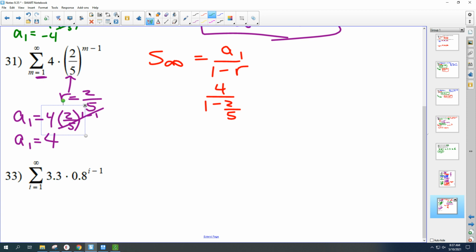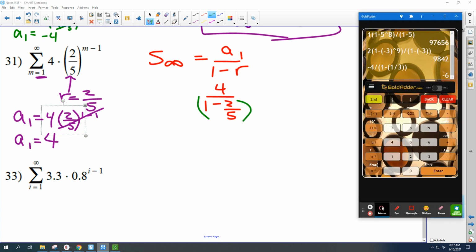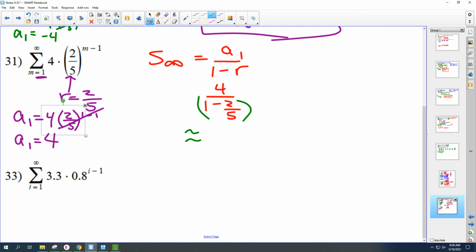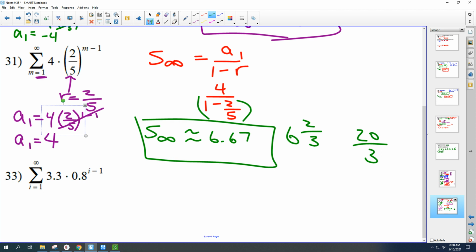Now again, use parentheses and just type it in. That's what I would do. 4 divided by parentheses 1 minus 2/5. That's about 6.67. That's 6 2/3. Or 20 over 3. So you've got several different ways of writing it. I'm not sure I care which. Okay.